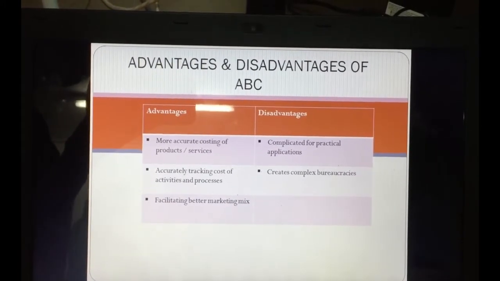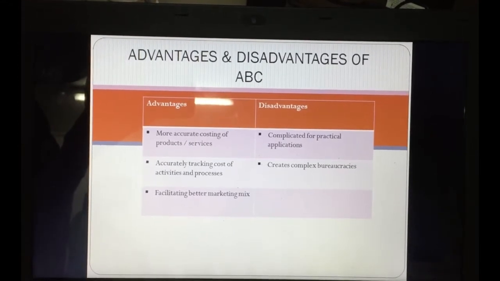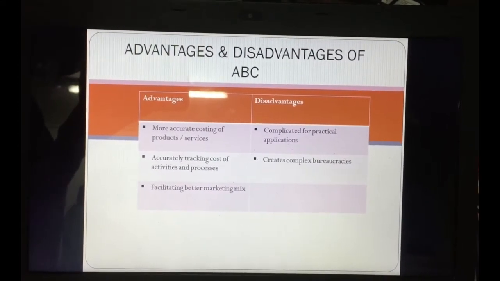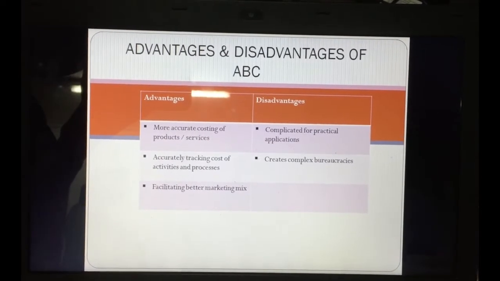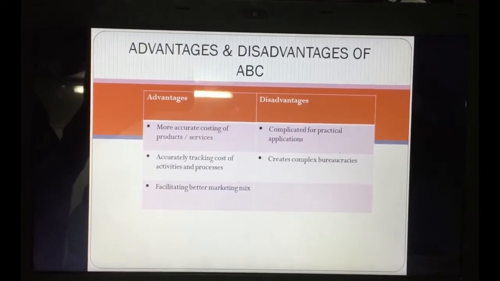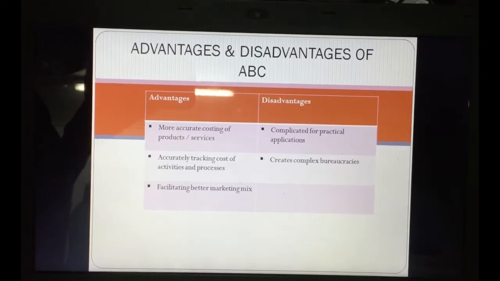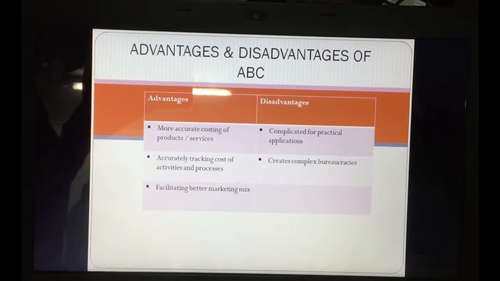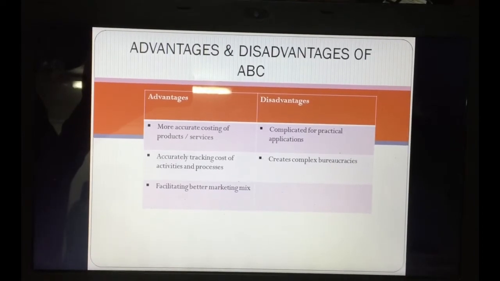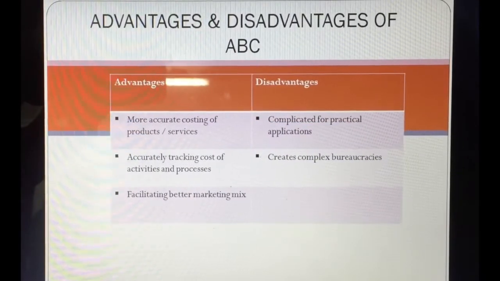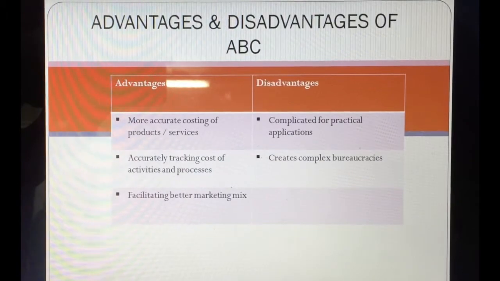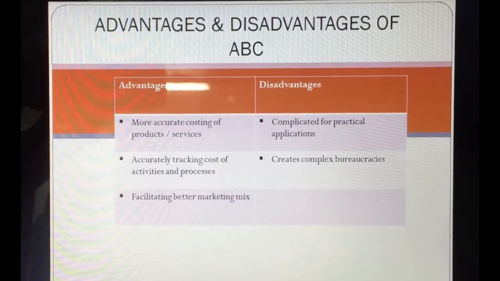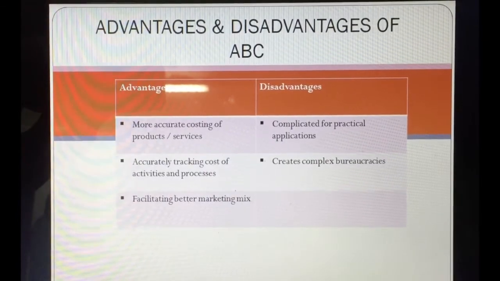And for the disadvantages of activity-based costing, ABC is complicated for practical applications over a sustained period. The task of identifying activity costs and cost drivers can be a significant undertaking that is not completed once and then forgotten. ABC creates complex bureaucracies within organizations that are in conflict with the lean manufacturing philosophies of process simplification and waste elimination.